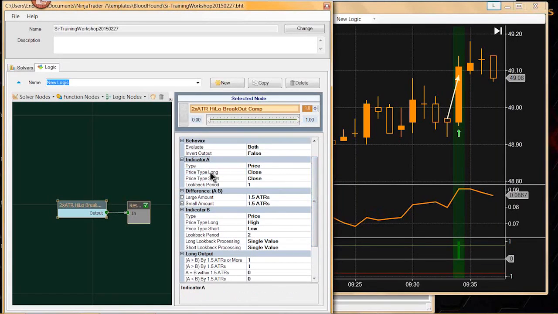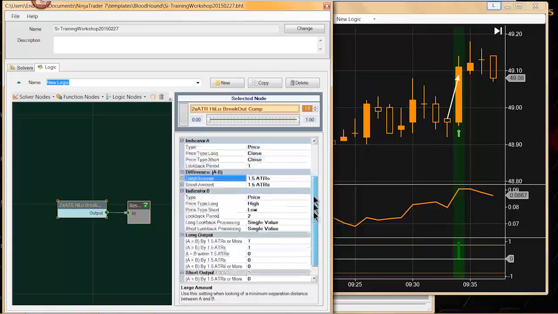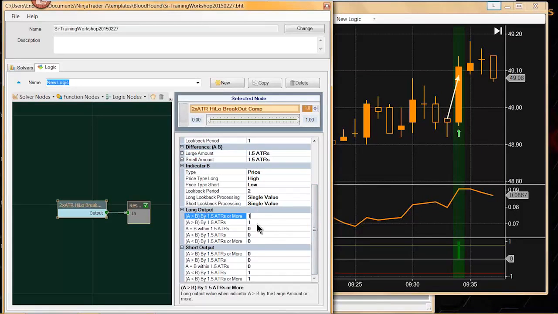So for indicator A, we're looking at the closing price of the current bar, which is a look back period of 1, and then we're comparing it to the high price for a long signal, the low price for a short signal, and we're using a look back period of 2, meaning the previous bar back, and then we're just looking at the single value. So we just want to look at the value of that actual bar. So just use single value there. And then you just have to set the ATR that you're looking for. All right, and we didn't have to change the outputs. Those were left as is. Okay, so all right, I think that does it.